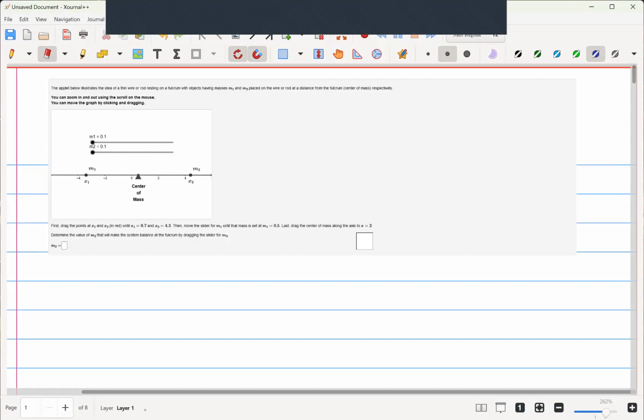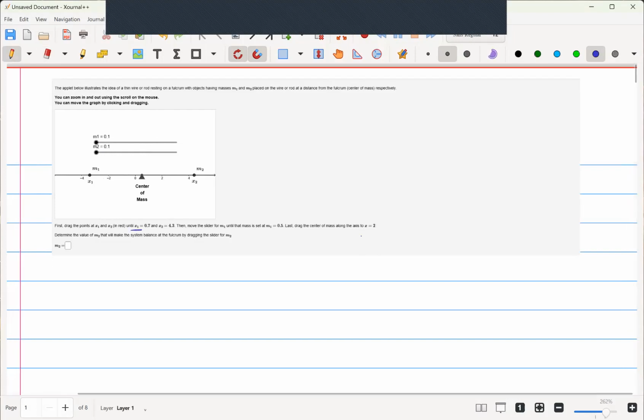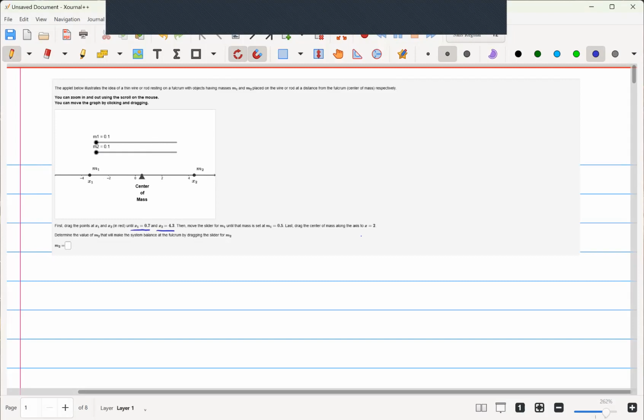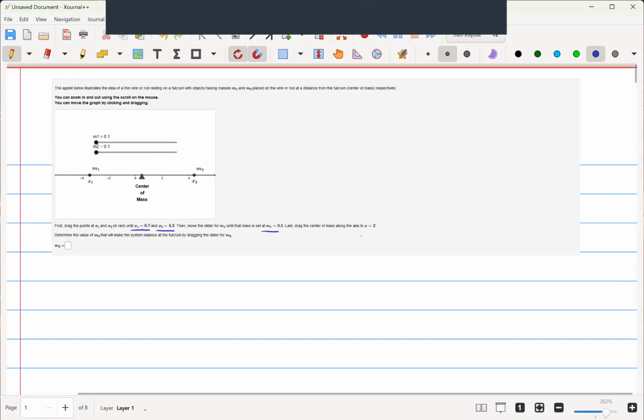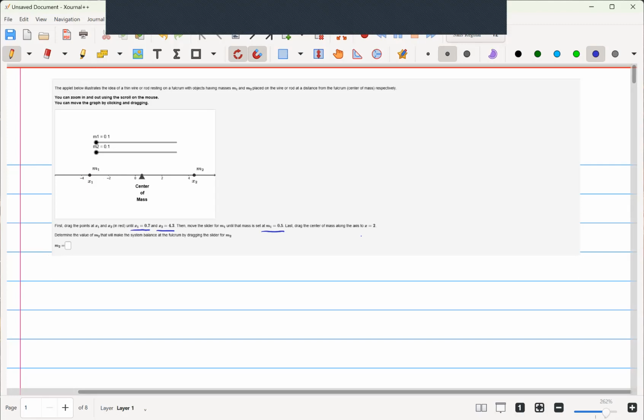We want to determine the value of M2 that will make the system balance on the fulcrum by dragging the slider for M2, but we are given values of x1 at 0.7, x2 at 4.3, and we want to move the slider for M1 so the mass is set at M1.5 and drag the center mass along the axis x equals 2.